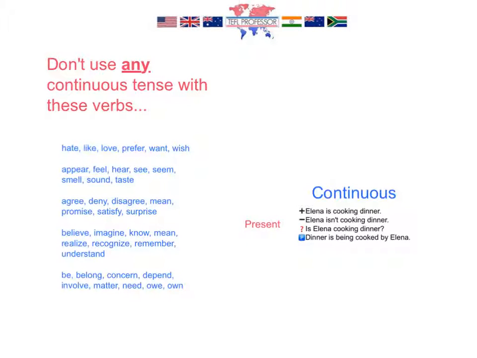One thing that's important when we're talking about the continuous tenses, and we'll start by talking about the present continuous, is that you're not going to want to use the continuous tense with any of these verbs. They're what we call state verbs, and you're talking about hate, like, love, prefer, want, wish, these kinds of things. We don't typically use them in the continuous form. We wouldn't say, I am seeing, or I am disagreeing, or I am knowing. Usually we use those in the present simple form, not the present continuous form.